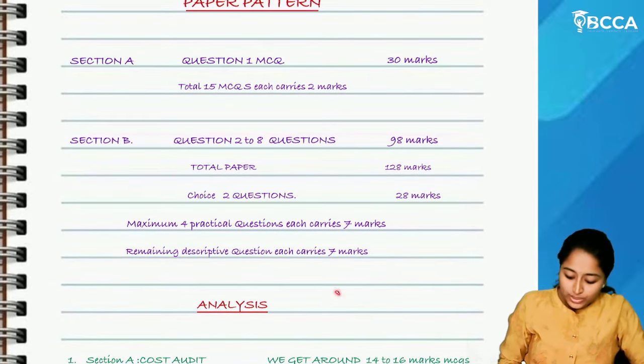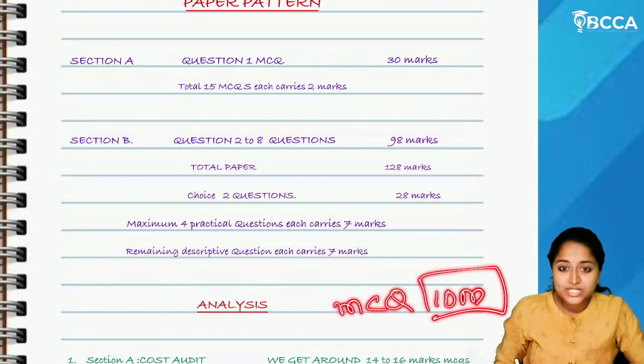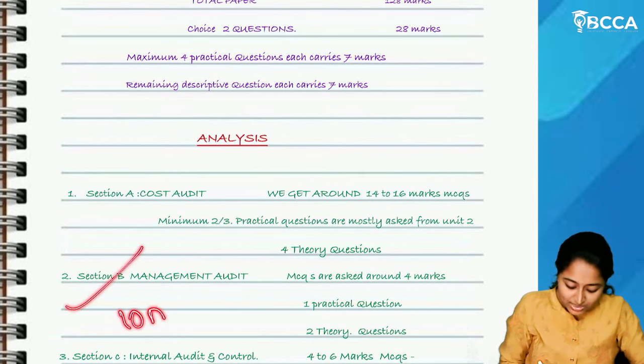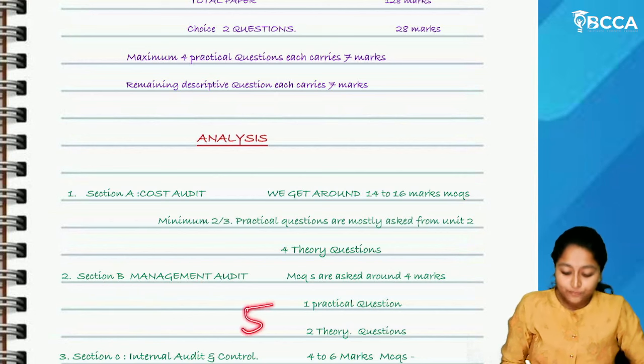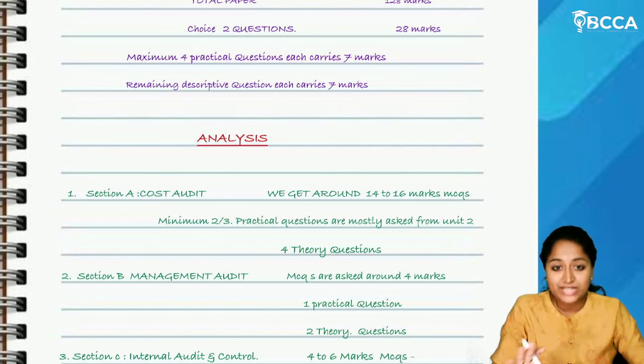When we look into the June 24 attempt paper, we can see that from section B, a 10 marks practical question has been asked as MCQ, which means 5 questions have been given 2 marks each, which is 10 marks. This is a practical question, single practical question. It has been given for 10 marks.